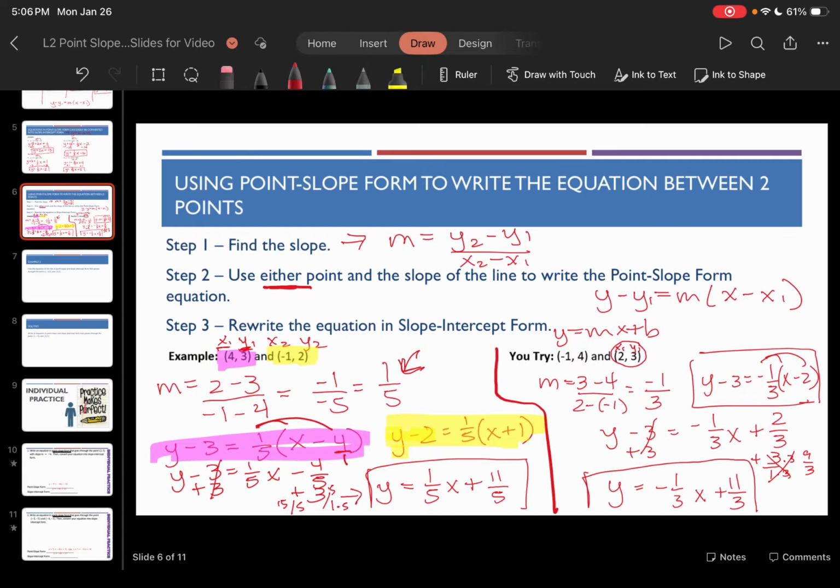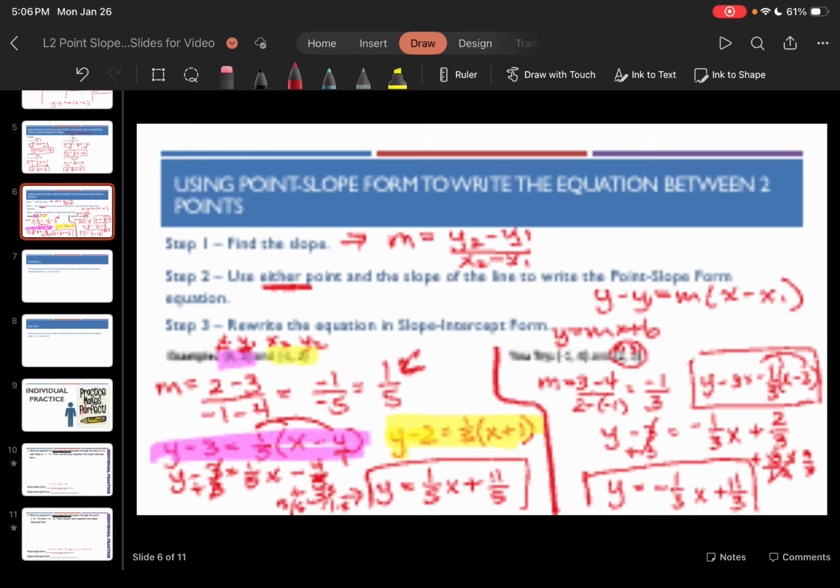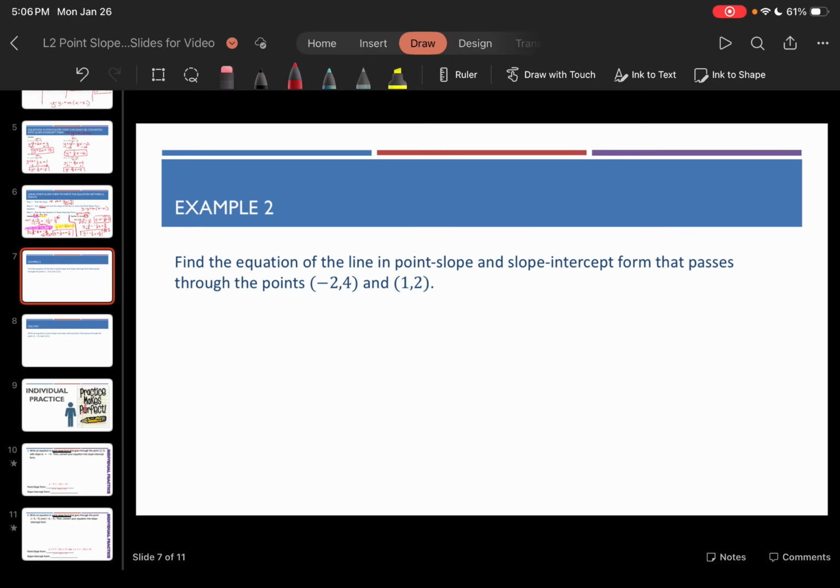Okay. All right. Let's do one more together, and then I have one more for you to try on your own. So, ready? We're finding the slope first. 2 minus 4 over 1 minus -2.